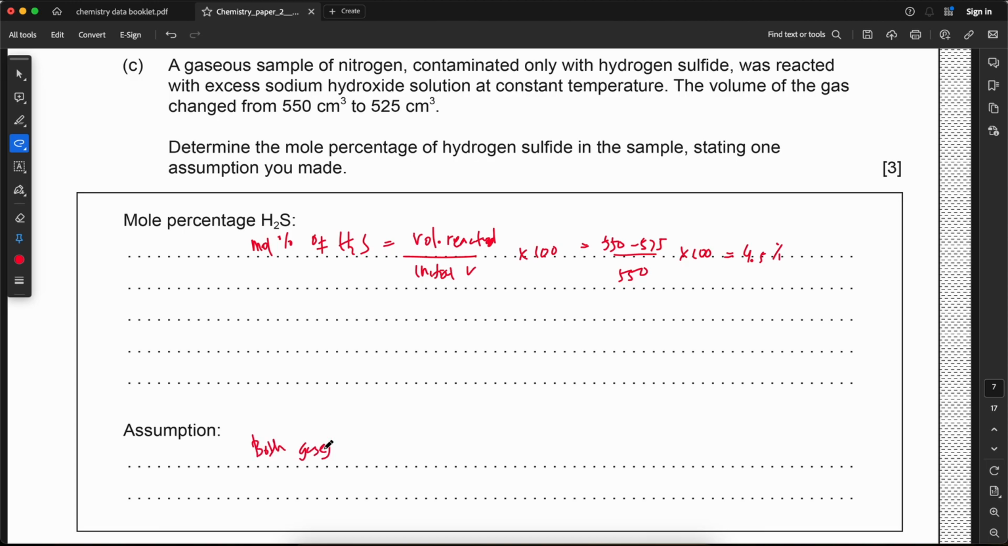Both gases behave as ideal gases. Ideal gas rules: they do not repel or attract each other, they move very fast, they have no volume themselves, and they do not lose kinetic energy when they collide. So in conclusion, both of these gases behave as ideal gases.